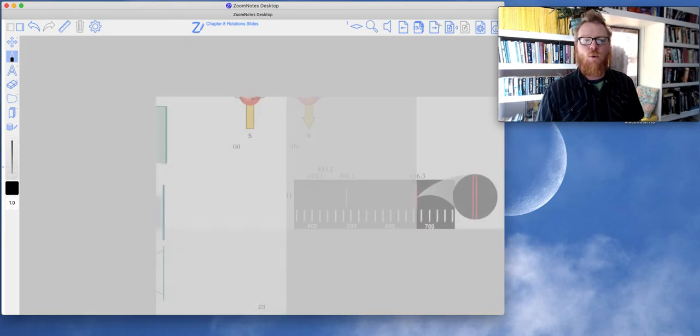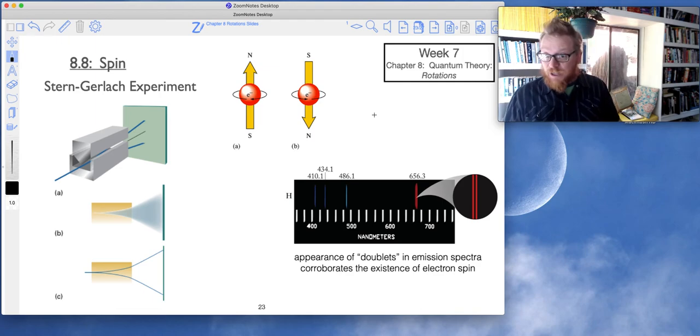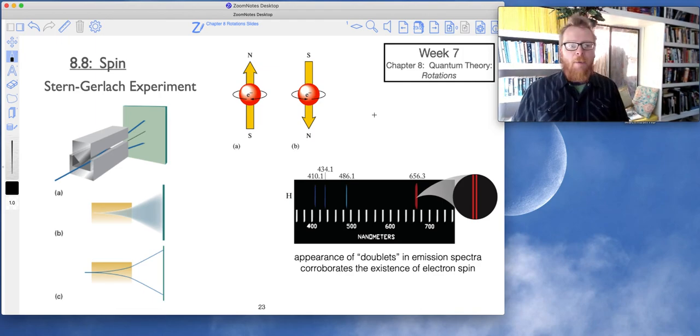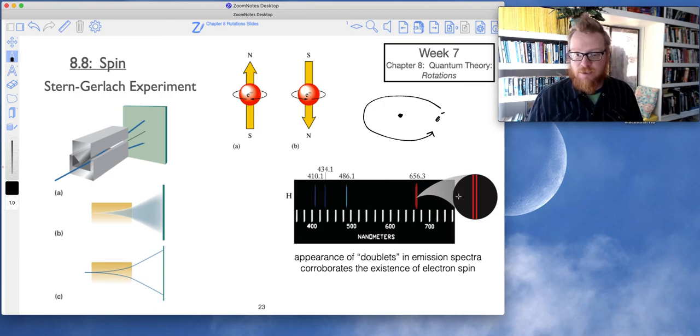Okay, continuing along. As it turns out, electrons can spin too. So I'm kind of shifting gears here, okay? And so we've described this picture of some center of mass and some electron spinning around that center of mass, okay?